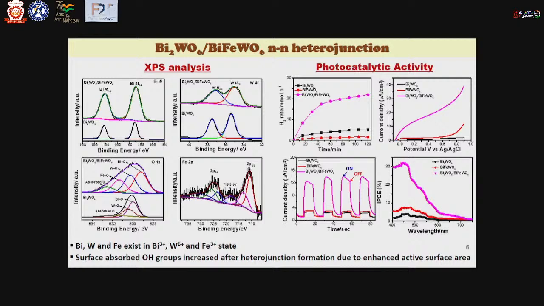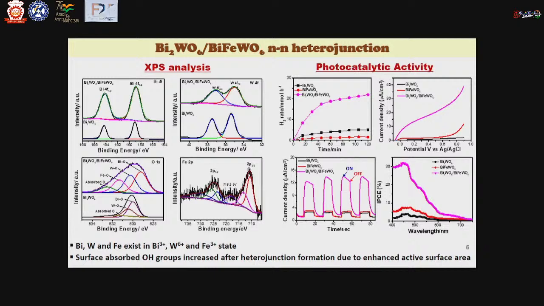In hydrogen generation, we obtained a 4 times higher hydrogen generation rate compared to the bare materials, and in photoelectrochemical LSV, linear sweep voltammetry, we got a very high photocurrent density in the presence of light compared to the bare materials. We also studied the photosensitivity as well as the photobleaching effect through the chronoamperometry study, where the developed heterojunction shows very high current density.